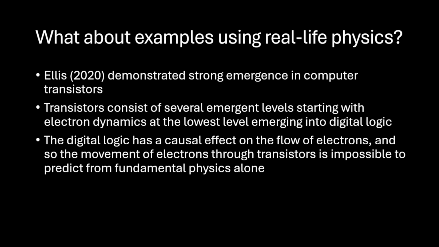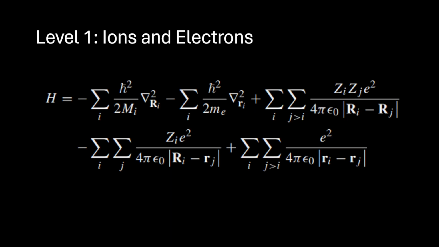And so the movement of electrons through the transistors is impossible to predict from fundamental physics alone. Now, how does he show this? Well, first, he starts by breaking down the different emergent levels. So he starts at level 1, which is the electrons and ions level.